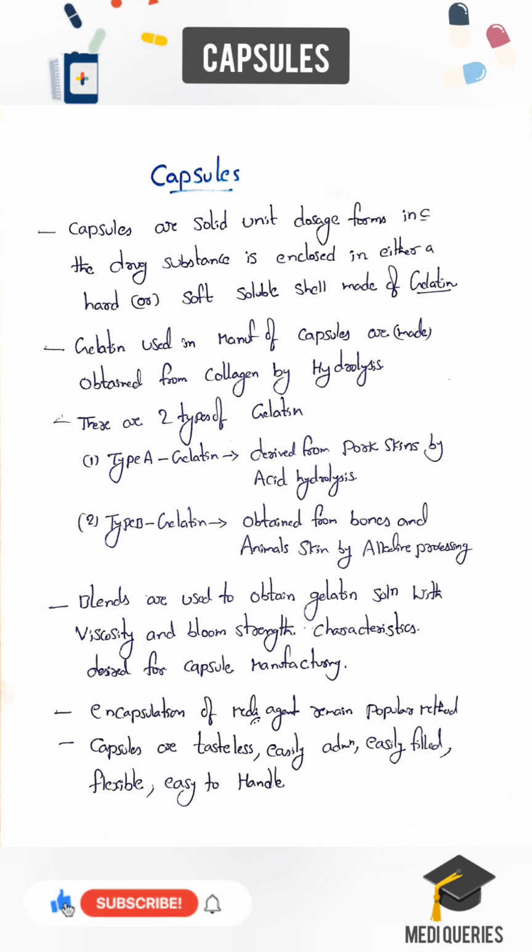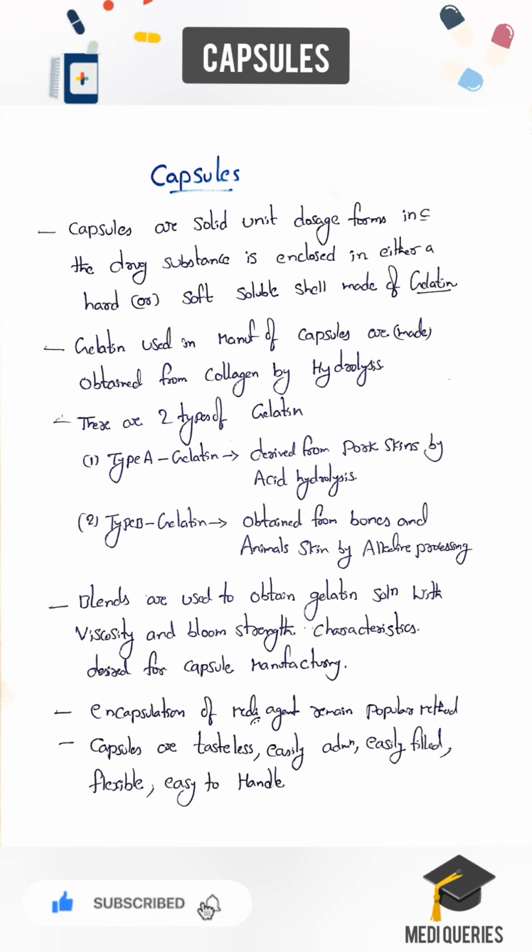Gelatin is mainly used in the manufacturing of the capsules, and is obtained from collagen by a hydrolysis process. There are mainly two types of gelatin, type A and type B. Type A gelatin is mainly derived from pork skin by acid hydrolysis. Type B gelatin is mainly obtained from bones and animal skin by alkaline hydrolysis. Blends are used to obtain gelatin solution with viscosity and bloom strength characteristics desired for capsule manufacturing.